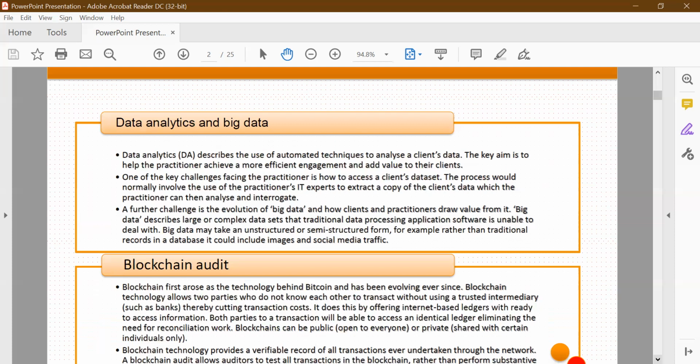So for today, this is where we would bring the conversation to. In our next lecture, I'll be talking about blockchain audits, which I'm very, very excited about. And we'll be continuing our series on the impact of technology on audits.